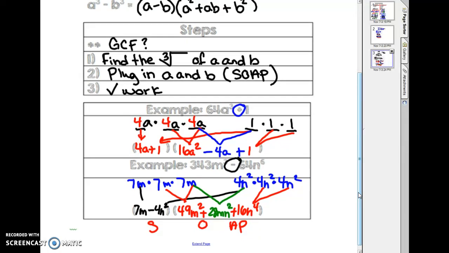All right, so good luck. Now you're working on the white worksheet that has 2 sides to it. One side is grouping, the other side is going to use the formulas.